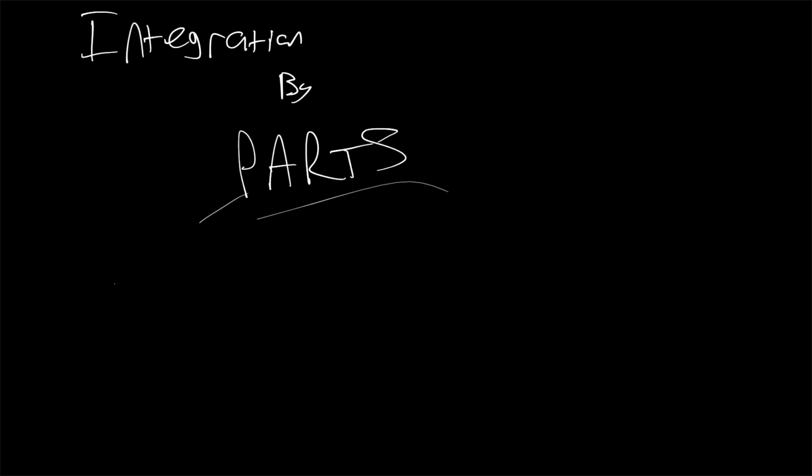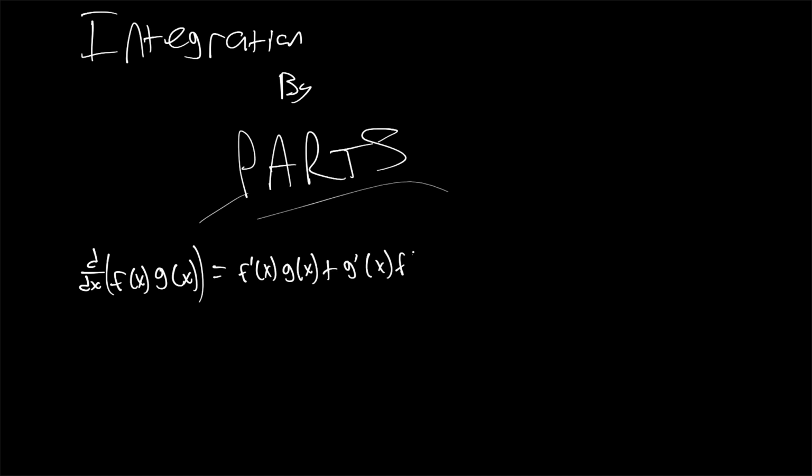So first we're going to take a look at deriving this here. Say we have a function defined g of x times f of x, and we're going to take the derivative of this function. And the derivative is going to look something like f prime of x, g of x, plus g prime of x, f of x, by the multiplicative rule of differentiation.